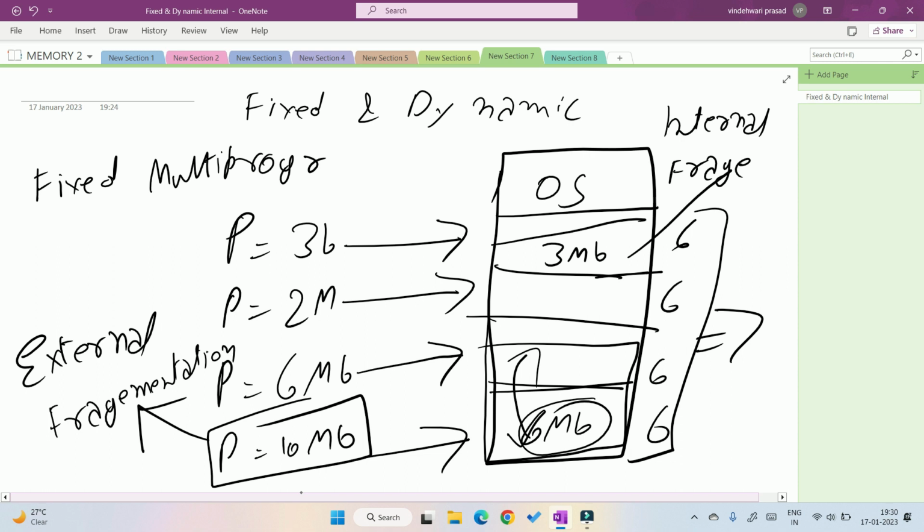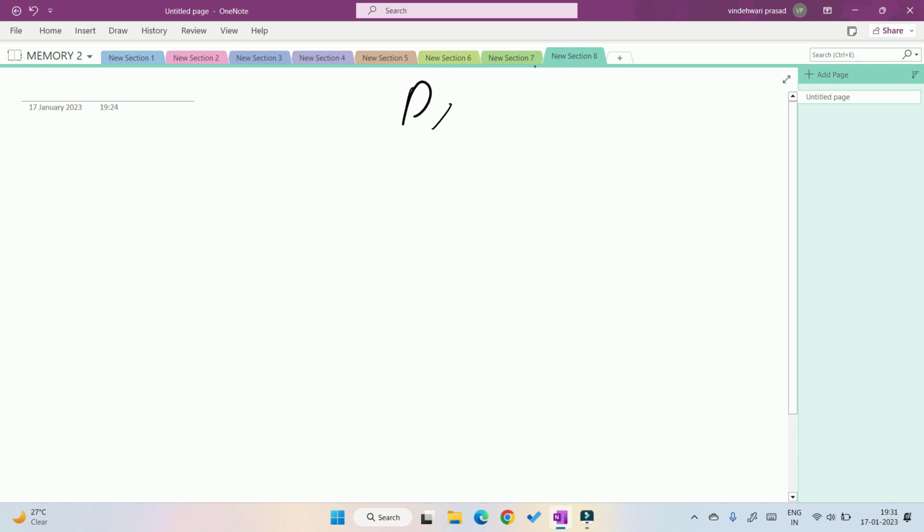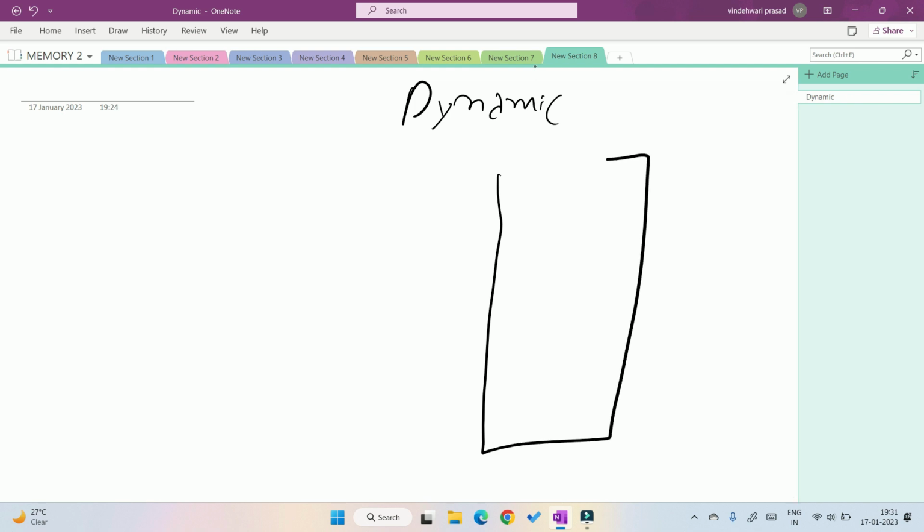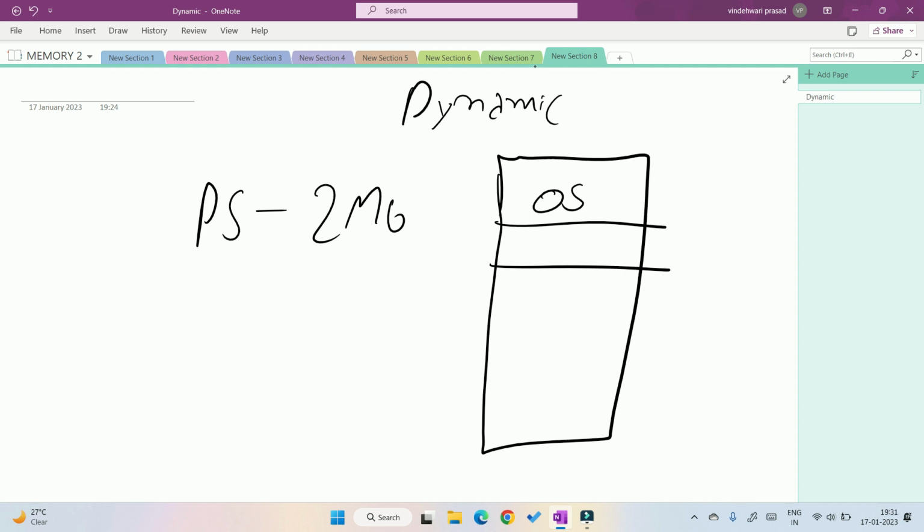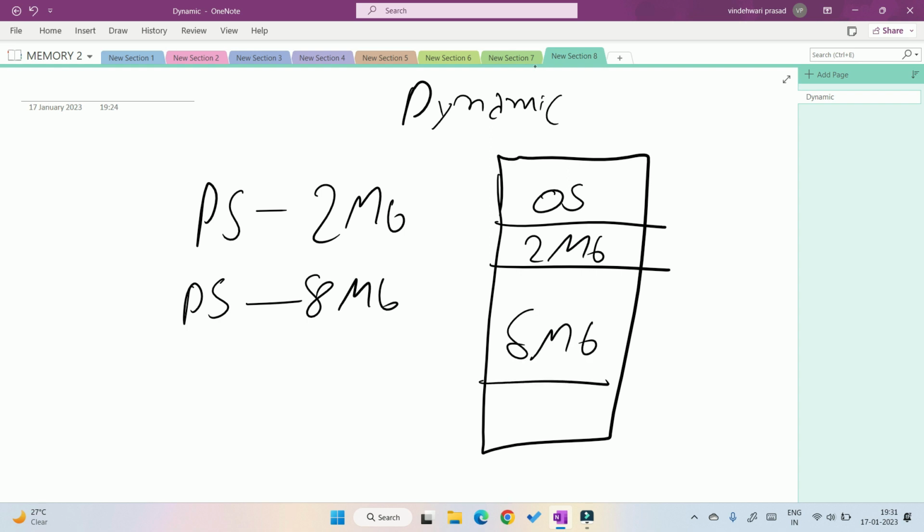So to find a new technique where all these problems do not happen, we come up with a new technique called dynamic partition. Does this solve all our problems? Let's see. Suppose this is the OS. In dynamic partition, if a process comes requiring 2 MB, it is allotted 2 MB. Another process comes requiring 8 MB, it is allotted that. Another process comes requiring 2 MB, it is allotted that.